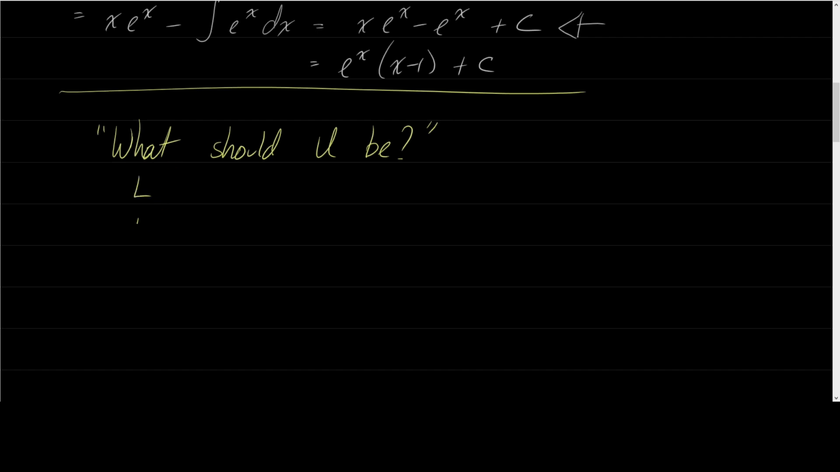The acronym is LIATE. What this stands for is logarithmic functions, inverse trig, algebraic functions, trigonometric functions, and exponential functions. And it should be in that order. So if you have a logarithmic function, that should probably be your u. If you don't have a logarithmic, but you have an inverse trig, then that should probably be your u. Similarly, if you don't have a logarithmic or an inverse trig, but you do have an algebraic, that should probably be the u. So on and so forth.